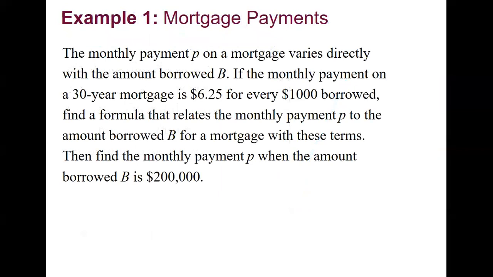All right. So what turns it into this is that we are dealing with word problems. So here we have the monthly payment P on a mortgage varies directly with the amount borrowed B. Okay. So that is telling me that there is a direct variation. So that means I am multiplying something by something, right? That's the key thing here. The fact that it says varies directly leads me to know that I am multiplying.